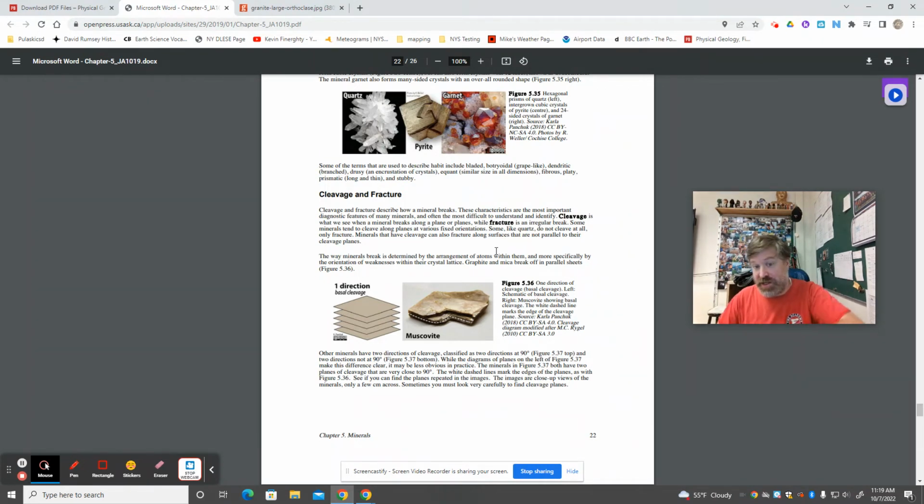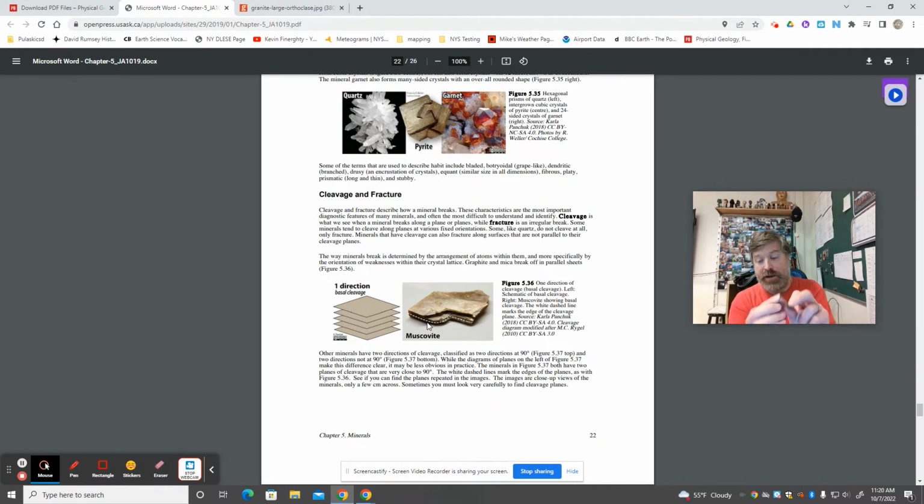So that would be what we say is fracture. This is like an either or. Does this exhibit cleavage or fracture? The micas are neat examples of cleavage. They have cleavage in one direction in flexible thin sheets.